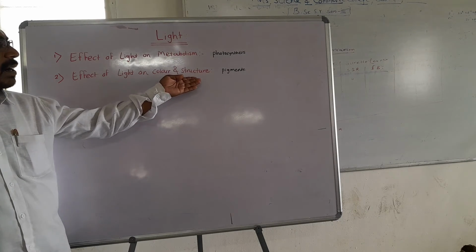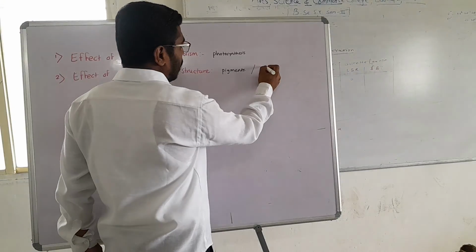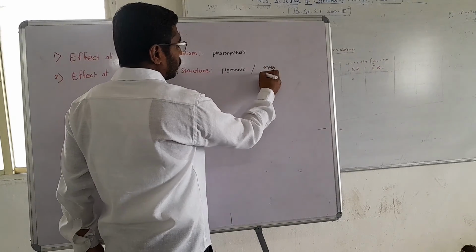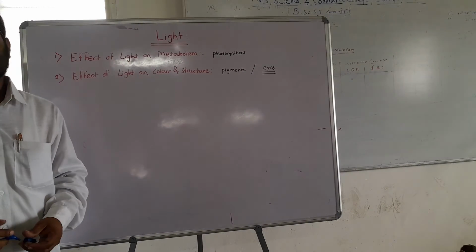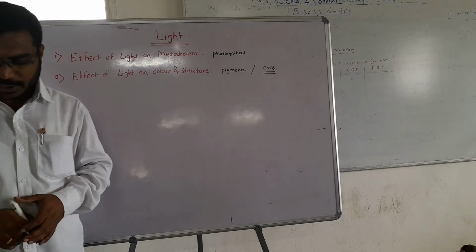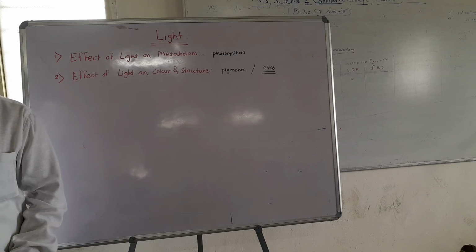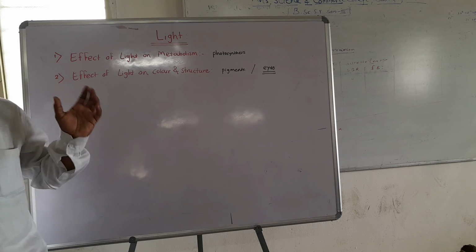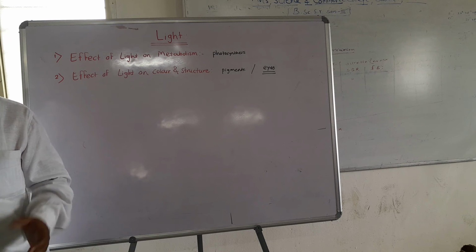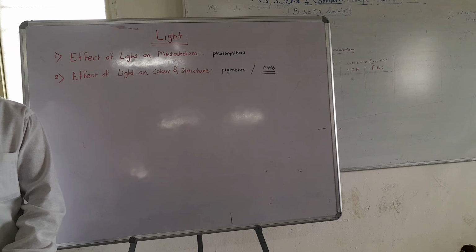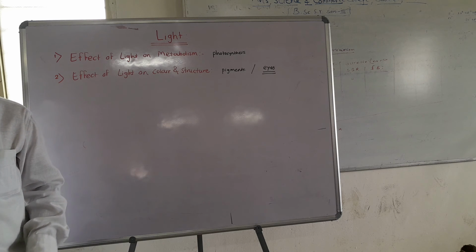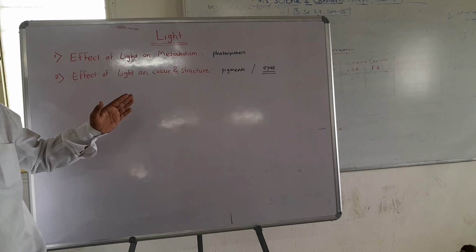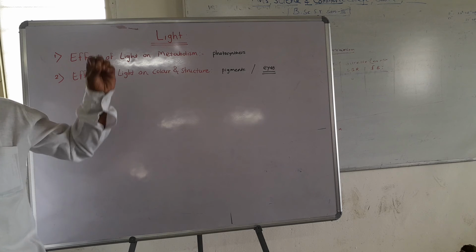Then it also affects structure. Which structures? The structures mainly include eyes. In many cave animals, the eyes become vestigial. Some have telescopic eyes where sunlight does not reach. Their eyes are reduced. So color and structure are affected by light.